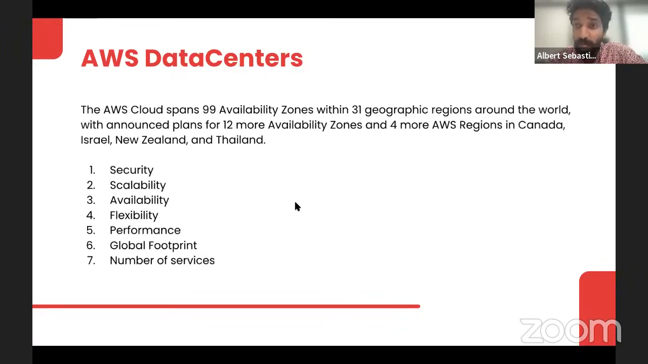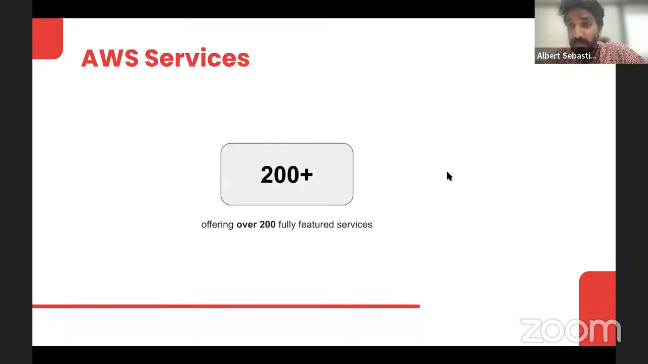And the final thing is the number of services. There are actually over 200 services that I checked. I think I just checked it today. They have more than 200 services available within AWS. And we use a lot, by the way, even in our organization, even machine learning algorithms, we are able to just directly tap into it and work on it.